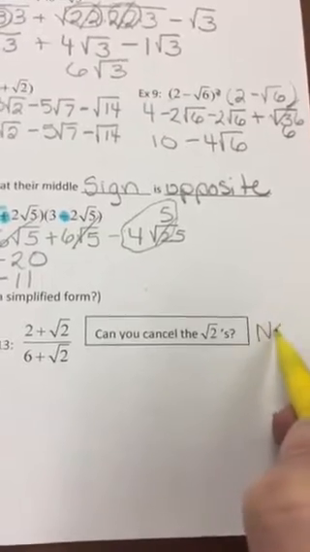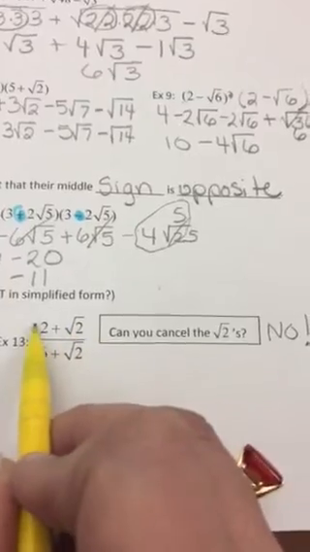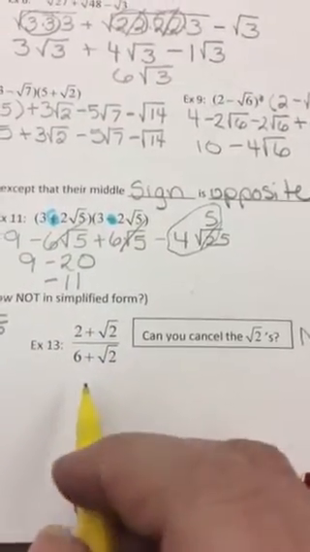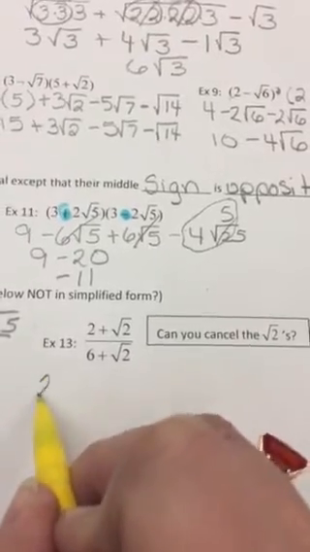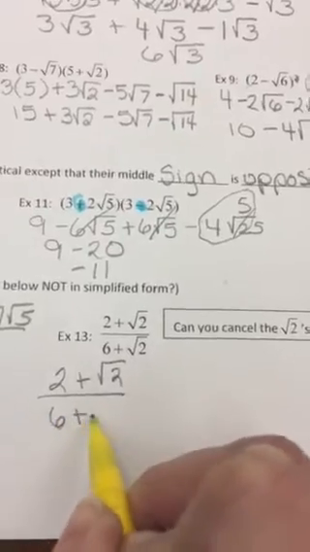Right now on this guy, can you cancel the square root of 2's right here? The answer is no, because these are terms. This is connected to this by addition. If things are factors, you can cancel them, meaning they're multiplied. But these are terms, so I cannot. I instead have to use the conjugate.